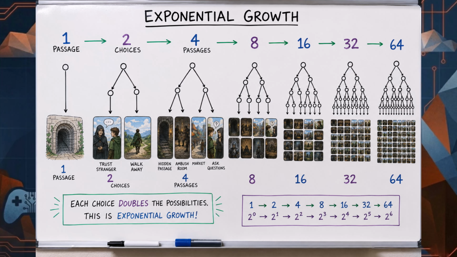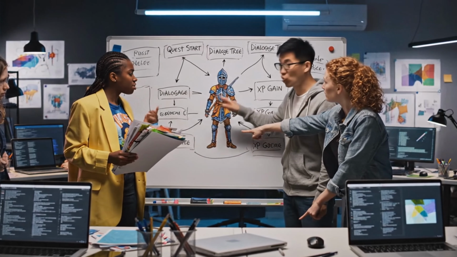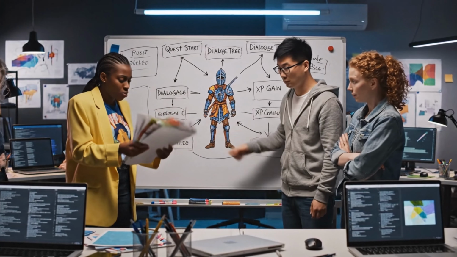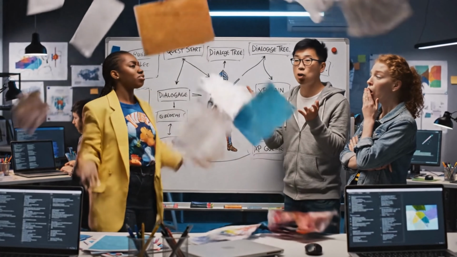Look at the math. If every passage gives the player two choices, and every choice creates a completely unique new passage, a simple 10-choice story requires 1,024 unique passages. A 20-choice story requires over 1,000,000. No studio in the world has the time or budget to write 1,000,000 passages for a 20-minute game. If you try to write pure exponential branching, your project will collapse under its own weight.